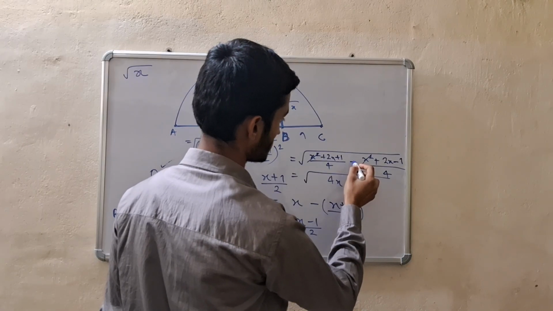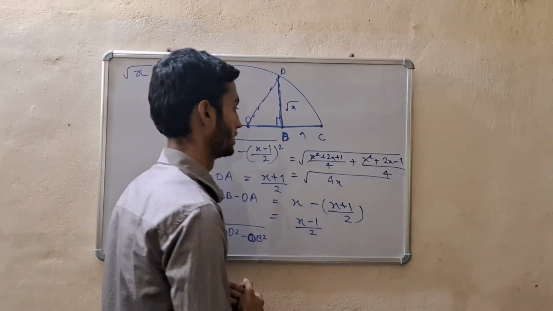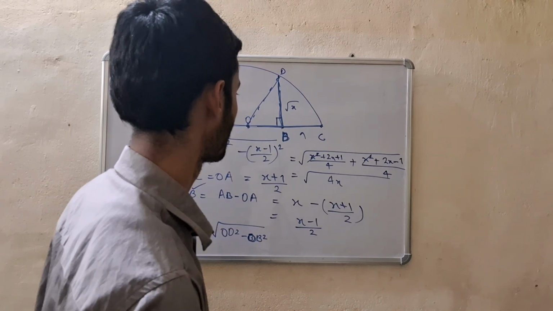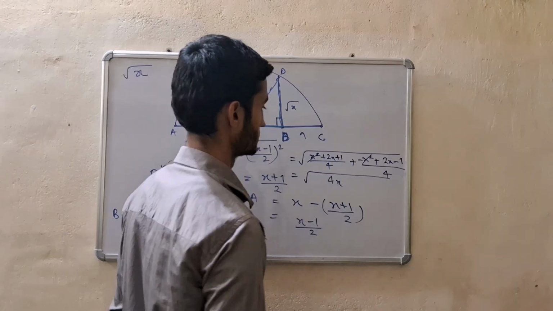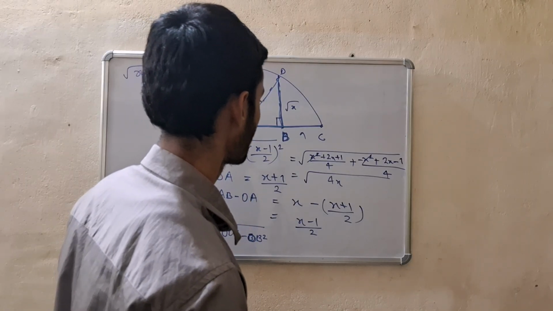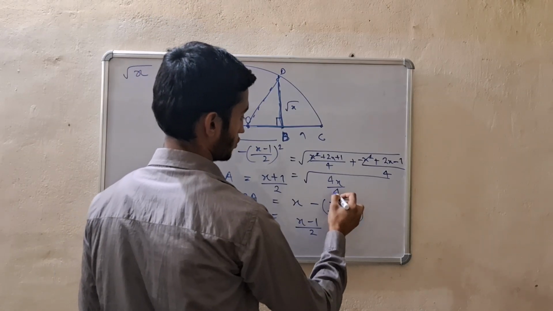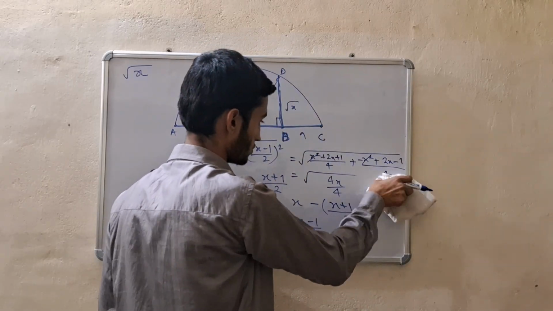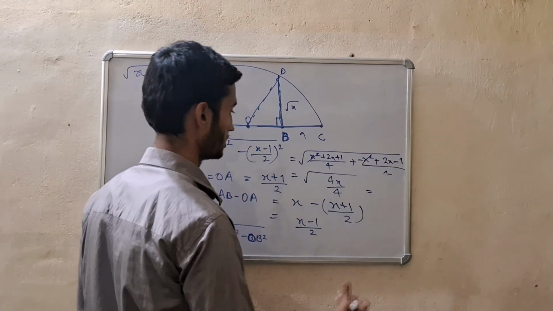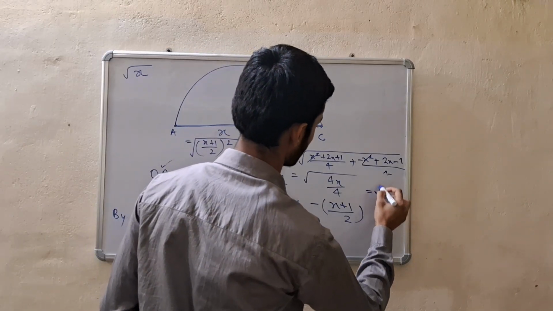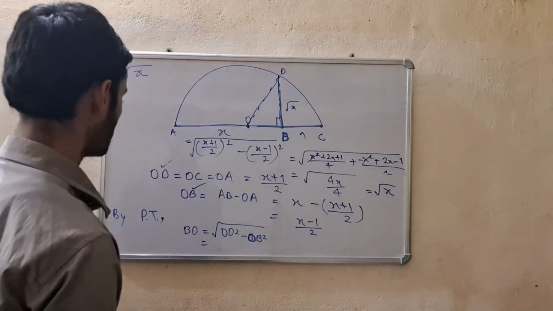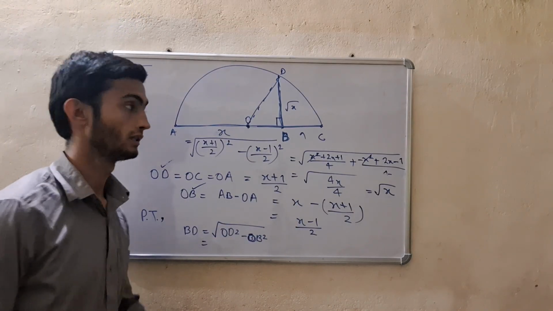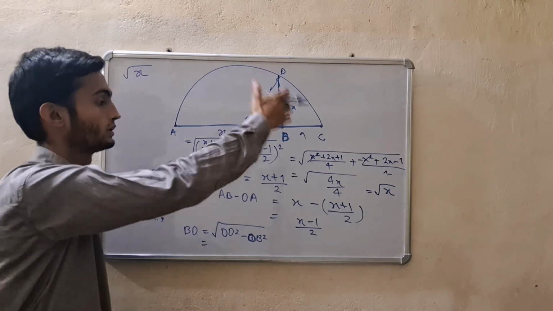And then we can just write it as plus. We should also change this sign, and this becomes minus. Minus times minus gives plus. 4x upon 4. Now it turns out to be equal to, I have drawn this symbol a little too long, so this becomes square root of x. So as you can see, BD equals square root of x. So by applying this Pythagoras theorem, we can prove that BD equals square root of x.